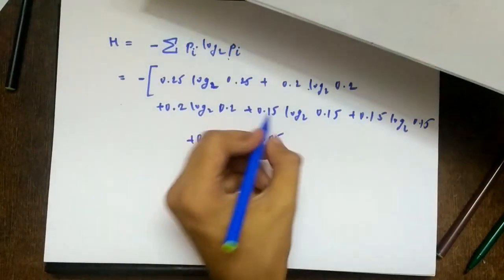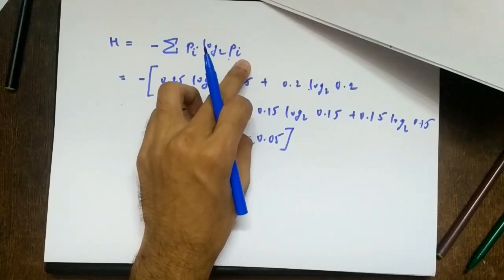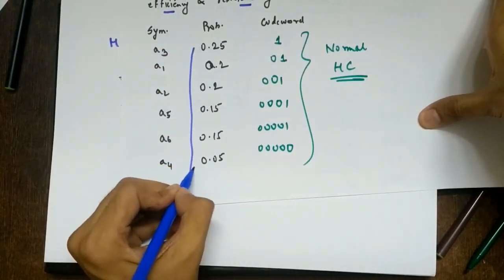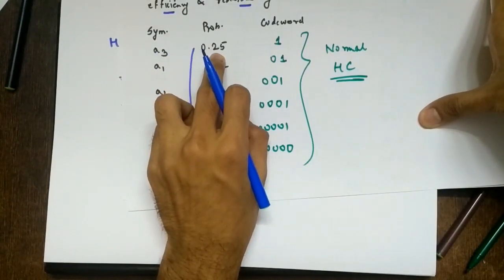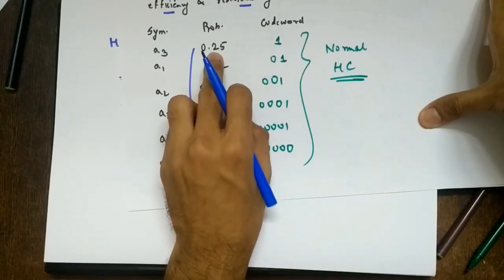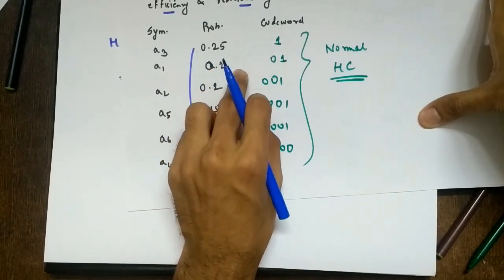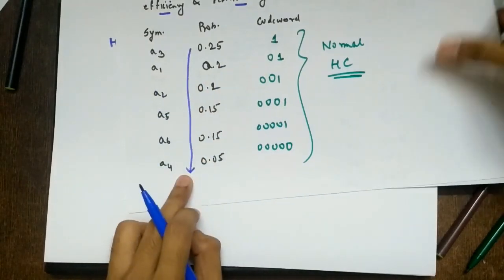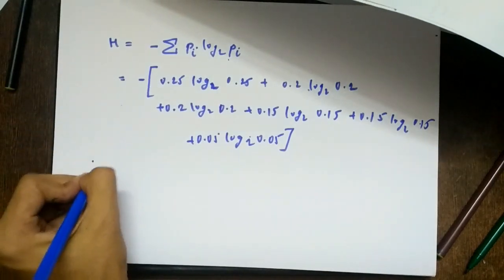If you are confused how I got this, it is minus summation of probability times log to the base 2 of Pi. Pi is what? Probability. So take all the probabilities, multiply the probability 0.25 with log to the base 2 of the same number. So 0.25 log to the base 2 of 0.25 plus 0.2 log to the base 2 of 0.2 plus so on. And it is collectively negative for all. So minus is outside. So then you find H.